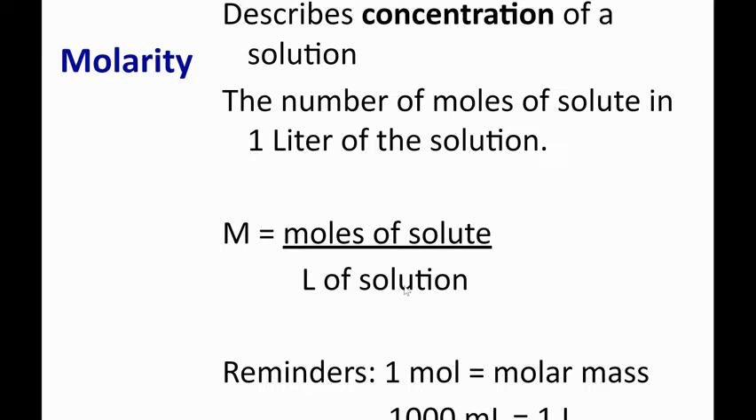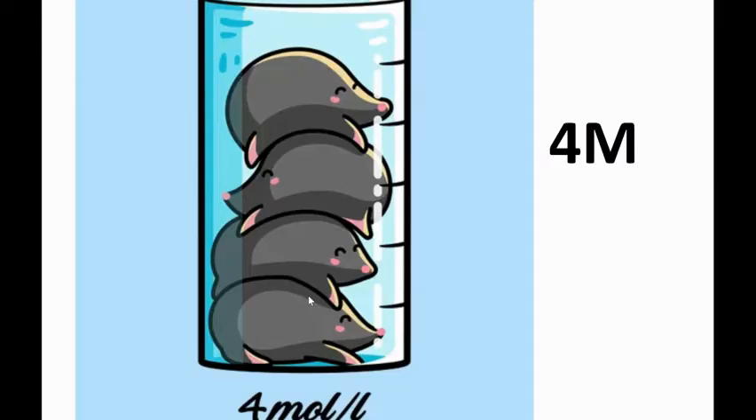A couple of quick reminders. Please make sure that if you're not given moles, you use molar mass to convert to moles before you substitute in. And 1,000 milliliters is equivalent to 1 liter. You will need to make sure that you get liters as your volume unit before you can substitute. So molarity simply describes the number of moles of solute present in 1 liter of solution. For example, a 4 molar solution is a solution that contains 4 moles of solute in 1 liter of the solution volume.